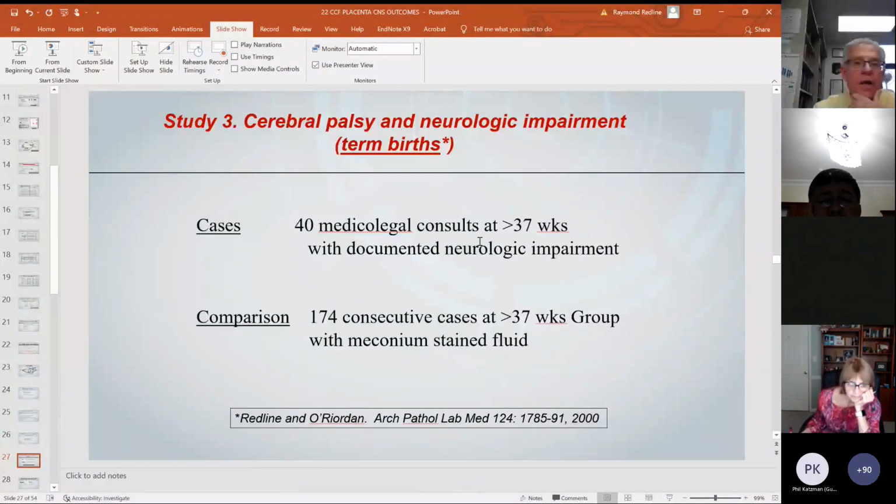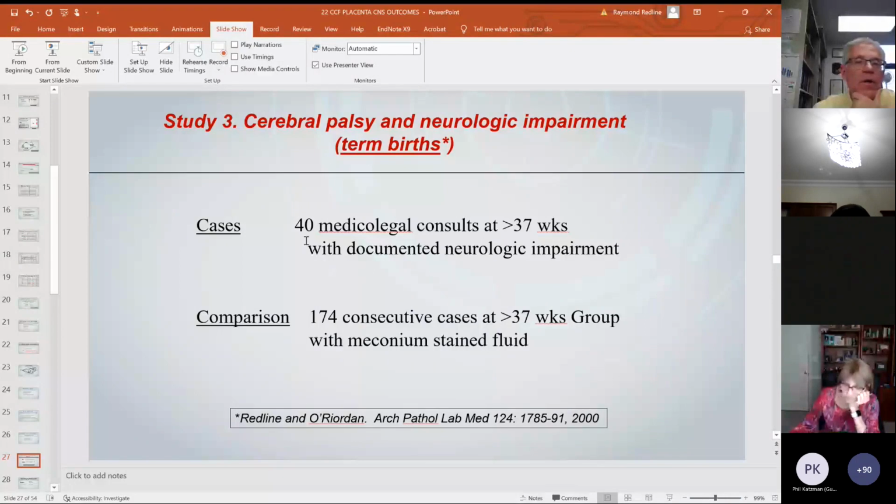So the third study I want to talk about is an early study we did in a bunch of medical legal consults. Medical legal consults are an interesting population. You have a lot of history. Attorneys, when you do a medical legal consultation, give you all the history you need. You're pretty sure of the outcome because there's usually multiple neurology and neonatology consults, so they're pretty well documented in terms of what the final CNS status is. And you can see a lot of them if you do it for a long enough time.